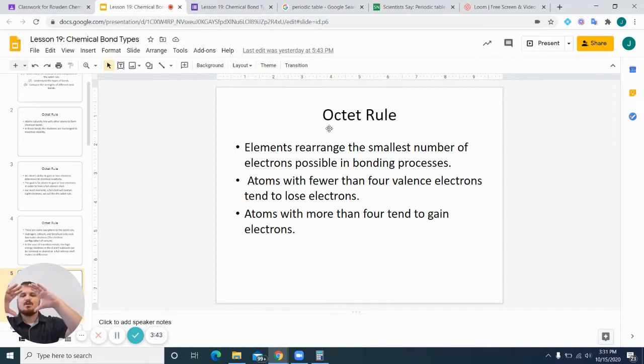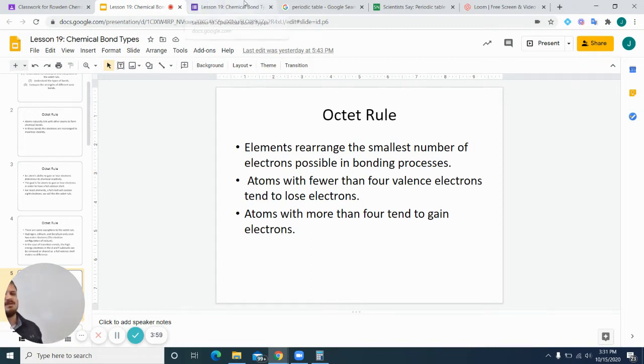Get rid of those 7, go to the next shell, or just add 1 more and fill up the shell. If it's at 7, just add 1 more and you're at 8. So basically, if I have less than 4 valences, it's easier to lose the valences I have. If I have more than 4 valences, it's easier to gain and get to 8.